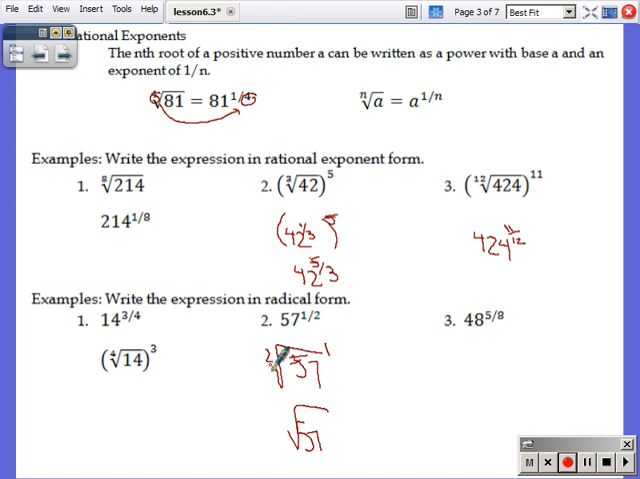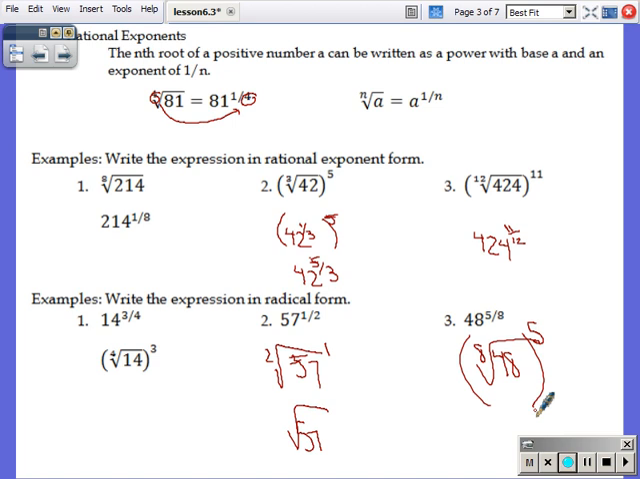48 to the 5/8, so underneath that root is 48. The 5 in the numerator is my exponent. The 8 is the root from that denominator, so that would be the 8th root of 48 to the 5th power. And notice the directions.